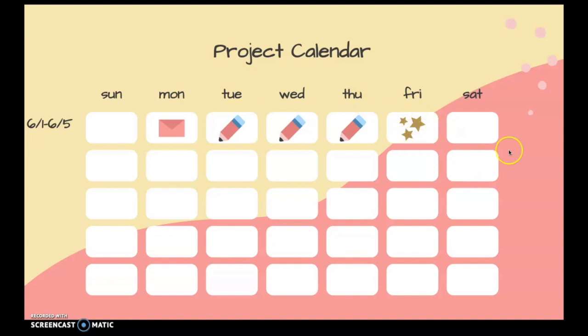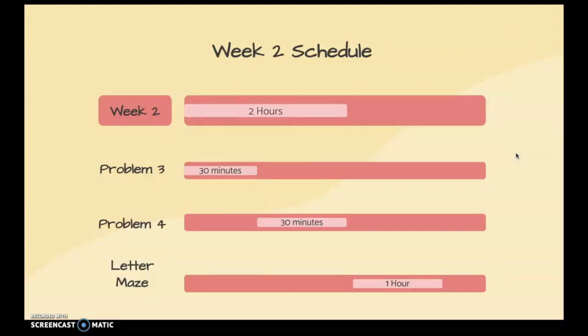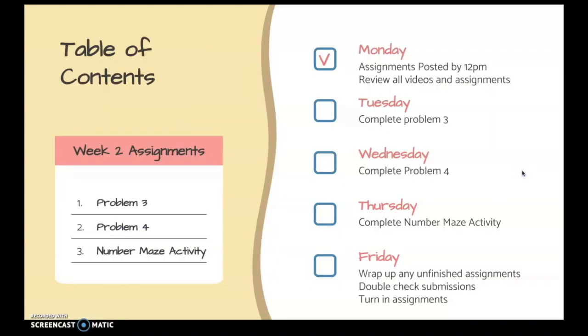on Friday. Now, the way we anticipate you breaking down the work this week is that there's about 2 hours of work. Problem 3 should take you about 30 minutes, problem 4 about 30 minutes, and then the letter maze is probably going to take you about an hour to program.